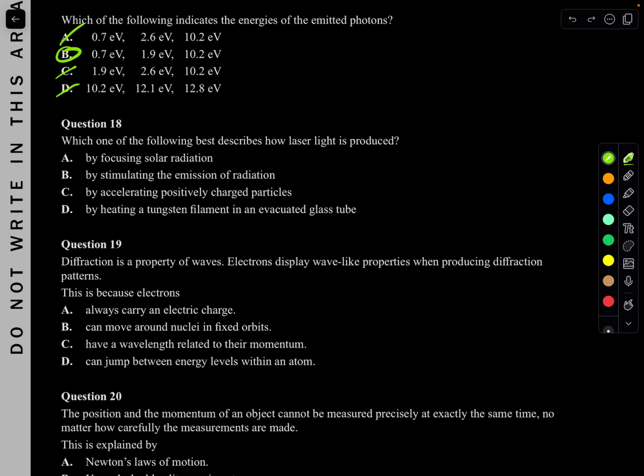Which of the following best describes how laser light is produced? By focusing solar radiation. Rubbish. By stimulating the emission of radiation. Yes, that's pretty much what I have in my summary sheet, the definition of it. So I'll put a tick on that. By accelerating positively charged particles. That's like a cyclotron, not a laser. No. D. By heating a tungsten filament in an evacuated glass tube. That's just incandescent light. So it's only B.